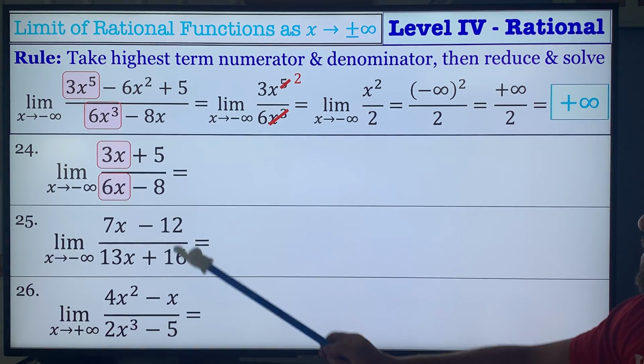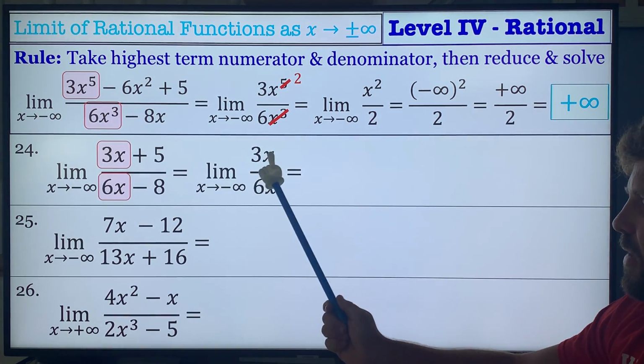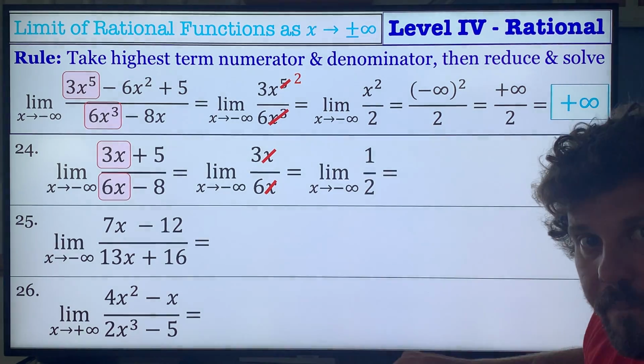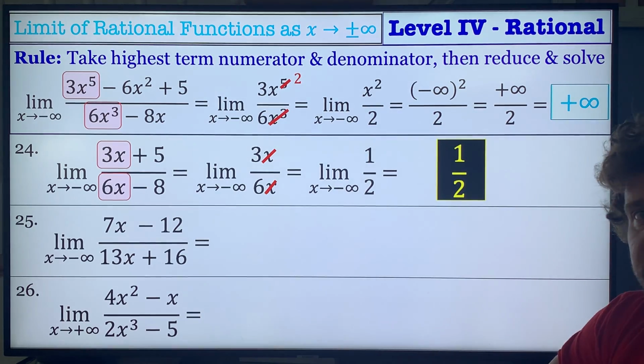Numerator, denominator. What does that reduce to? 3 over 6 is 1/2, and the x's cancel out. What's the limit as x approaches negative infinity of 1/2? It's a constant. Answer is just 1/2. Right? 25 is done, 26. Go.